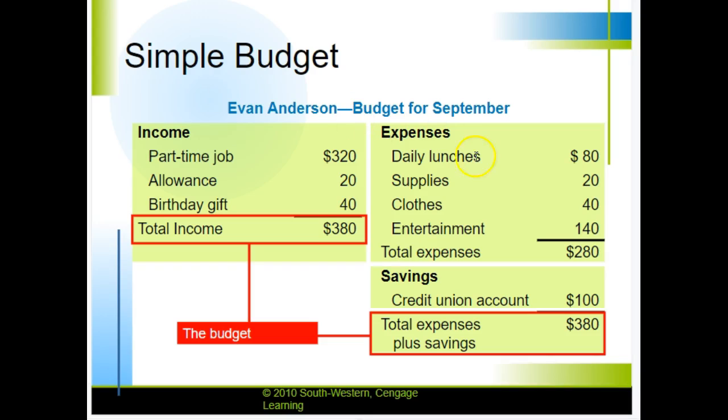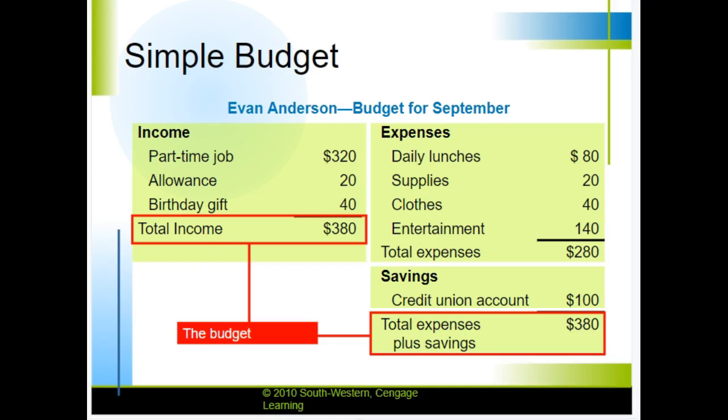This is a very simple budget. We have Evan Anderson and September's budget. His income, remember what's going in, is the idea that he has a part-time job in which he earned $320. His parents are also still paying him an allowance, so he's getting $20 extra that month. And September also happens to be Evan's birthday. So Evan makes $40 in birthday gifts. His total income is $380.